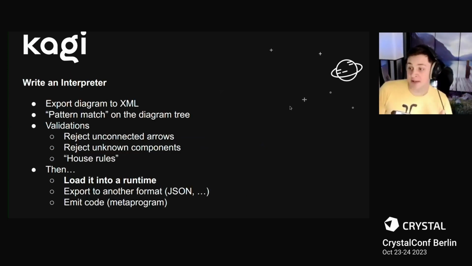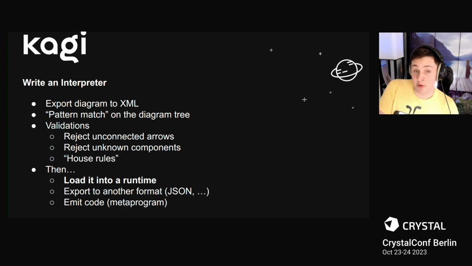So with the syntax looking good, now we need an interpreter. With draw.io, you can export the diagram as XML, which saves you a lot of time. And we use a pattern matching algorithm to pick out the semantics we want from the diagram. The interpreter can also be made to do some validations at this level, such as rejecting unconnected arrows or components, or linting any kind of house rule that we establish.